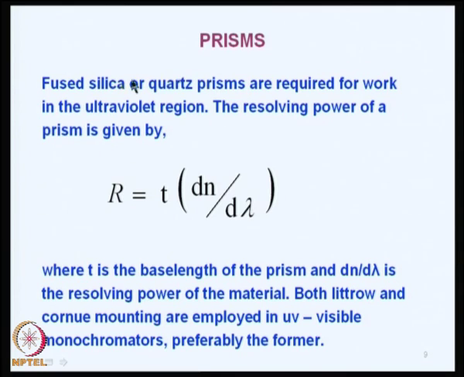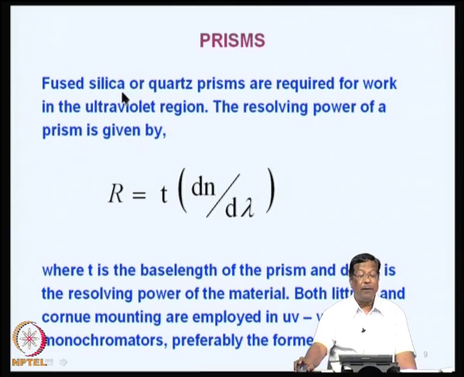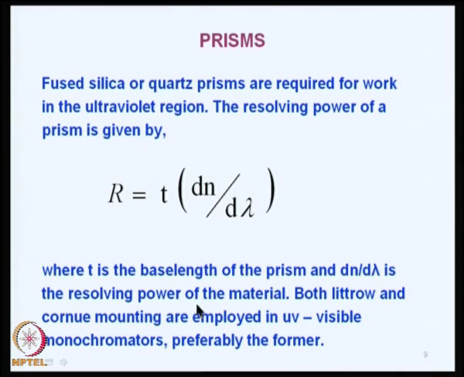So, you can use prisms for collecting the wavelength. This also we have discussed earlier, and fused silica or quartz prisms are required for work in the ultraviolet region. The resolving power of a prism is given by this equation, R is equal to T into dn by d lambda, where T is the base length of the prism and dn by d lambda is the dispersive power of the material. We can use both Littrow and Cornu mounting in the UV visible region, and preferably the former, because the Littrow mounting gives you so much of additional space, the instrument becomes compact and the cost will be less.